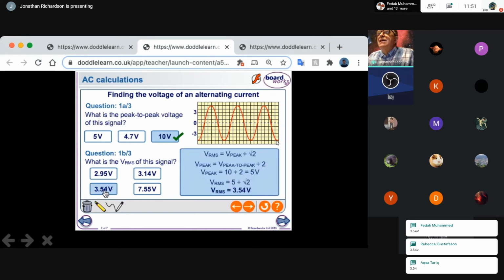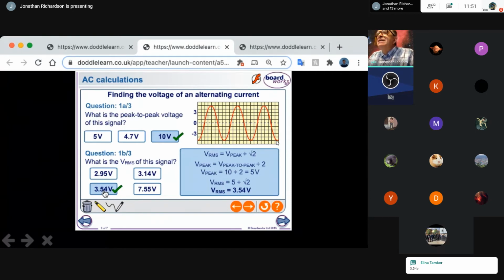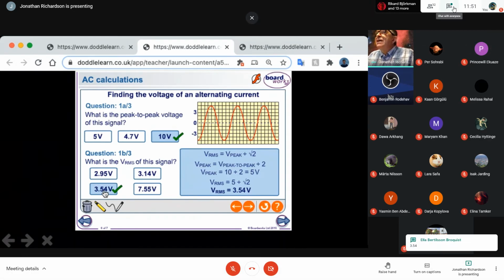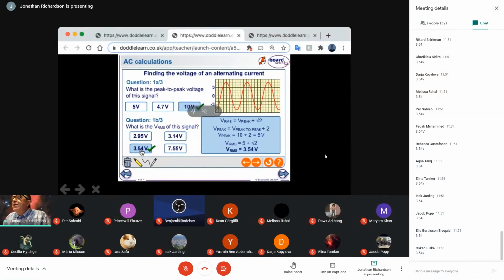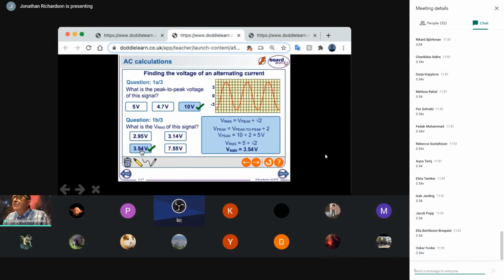Great. Representation, VRMS equals V peak divided by square root of 2, which equals V peak to peak divided by 2. So now we have the value: voltage peak is peak to peak divided by 2. VRMS is 5 divided by square root of 2, which gives us 3.54. So correct.